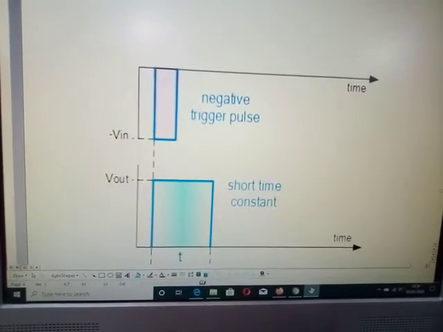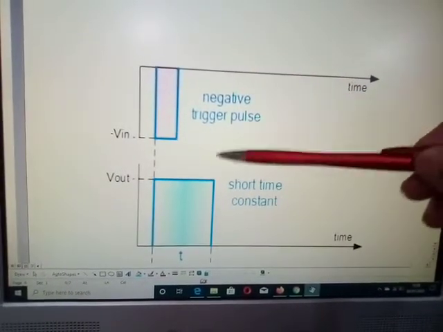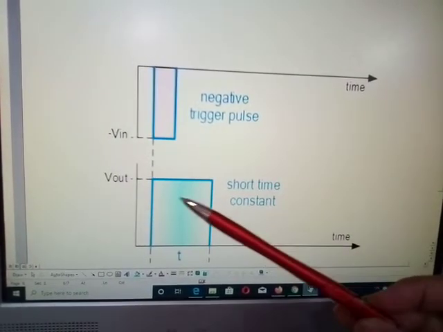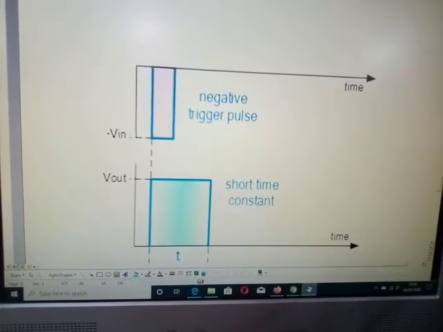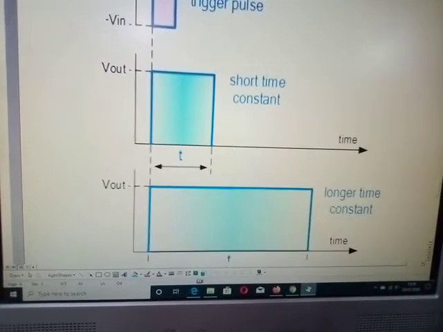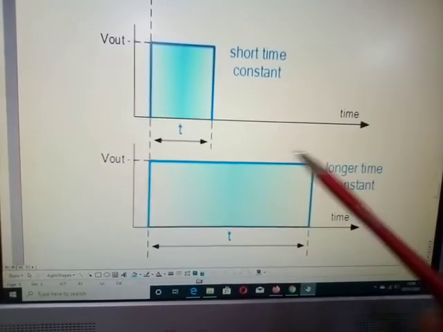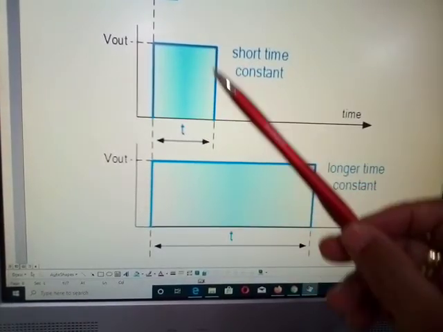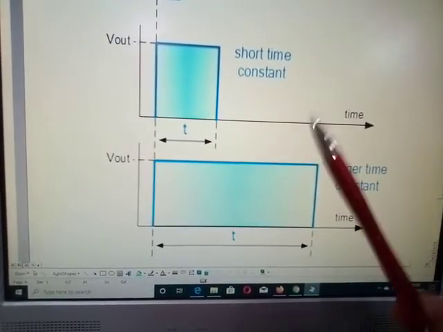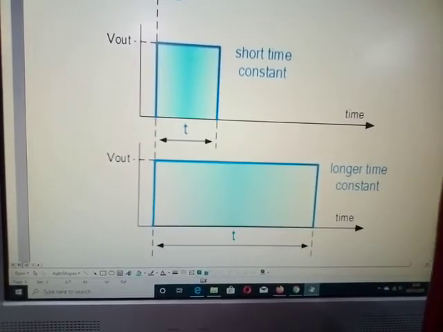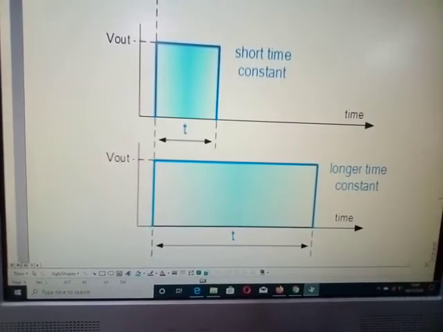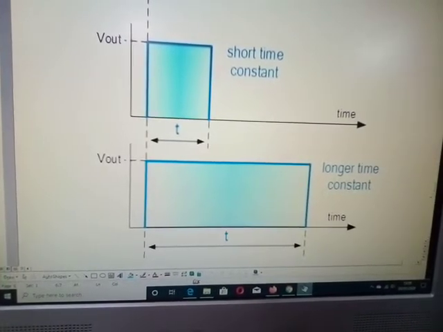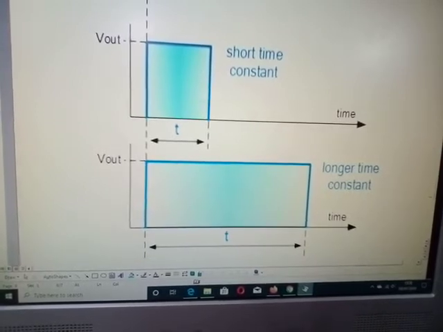Now here I can have a negative trigger pulse. We can have a short time constant in regards to the pulse width, so that's a short time constant. Or you can have a longer time constant. Now this time constant here can even be longer than this, or it can even be shorter than this, so bear that in mind. But that is dependent upon the RC circuit that you have in place. You can modify it by changing any one of those components. By changing those components, you change the time constant.